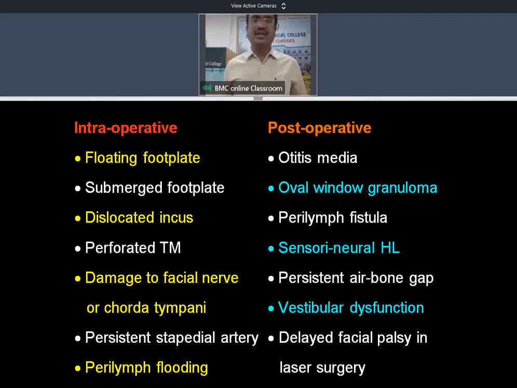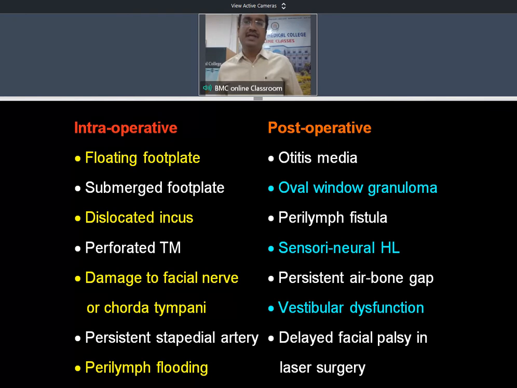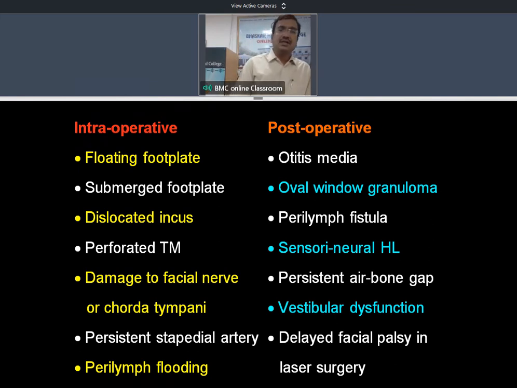While making the fenestration in the footplate, there is a leakage of perilymph into the middle ear cavity, that is called perilymph ooze or perilymph gusher. So these are during the surgery: floating footplate, submerged footplate, dislocation of the incus, perforation of the tympanic membrane.